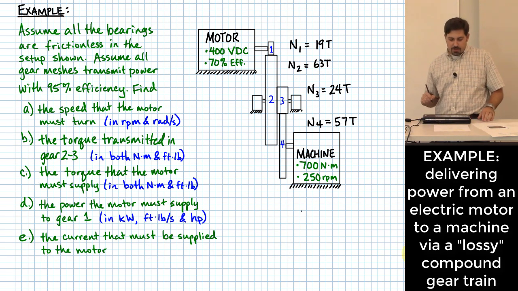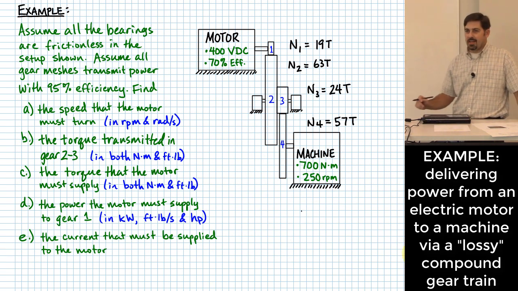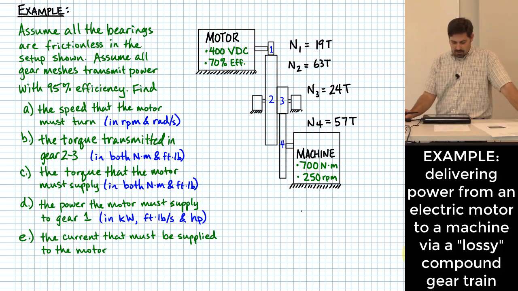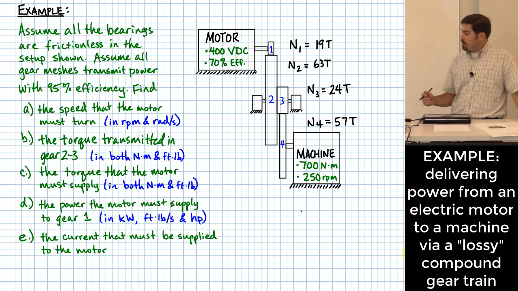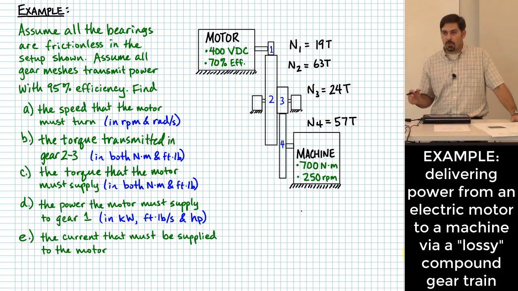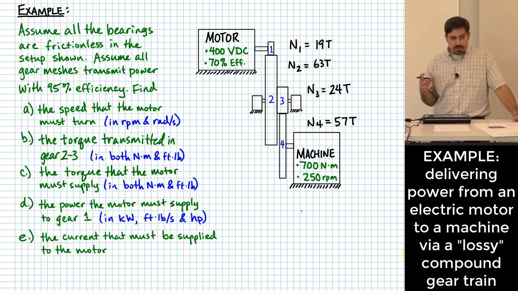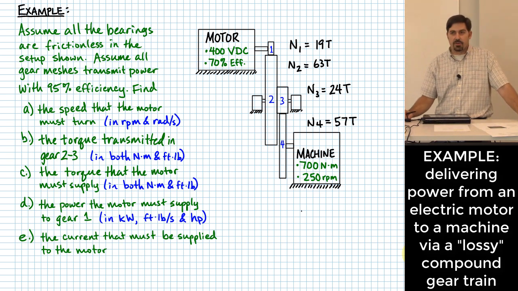I have one vote for yes, and so I'm going to move on ahead. All right, so here's an example where I've got a motor that's driven with a voltage of 400 volts DC. It converts the electrical energy to mechanical energy at a 70% efficiency value, meaning basically 70% of the electrical energy that is delivered to the motor gets turned into mechanical energy.